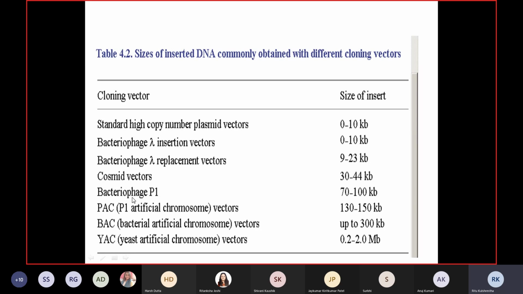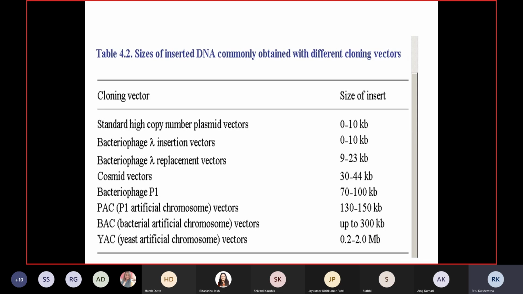Then there are some vectors which are modifications of P1 phage. They have 130 to 150 kb cloning capacity. Then we have BACs and YACs, which have much higher cloning capacity. As you can see for YAC, which is yeast artificial chromosome, the cloning capacity is around 2 MB. Some of these we'll be discussing tomorrow, but just for your information.